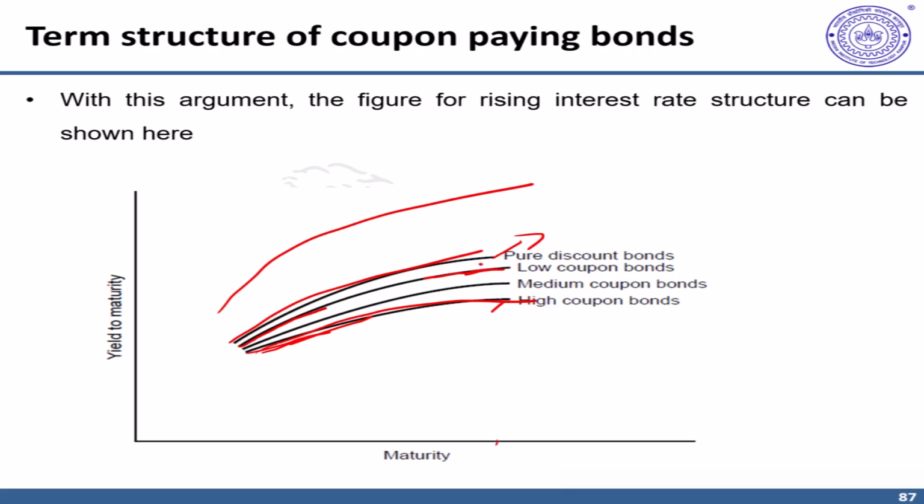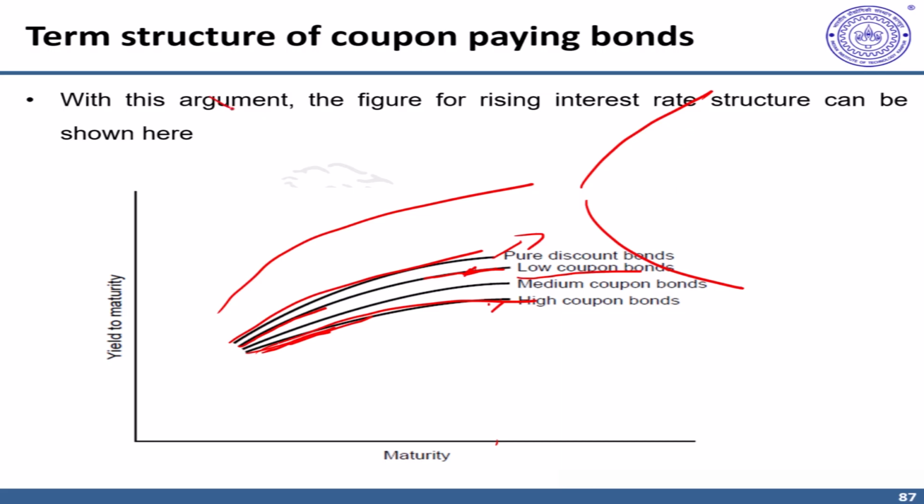Then you can imagine the yield of the low coupon paying bond would be higher because the majority of its cash flows are discounted at higher rates, as compared to high coupon bonds where the majority of the cash flows are discounted at a lower rate. So to conclude, in this video we discussed the term structure of coupon paying bonds with the help of pure discount bonds. We noted, depending upon whether the term structure is rising or falling, the yield to maturity or term structure of low coupon and high coupon paying bonds may differ.